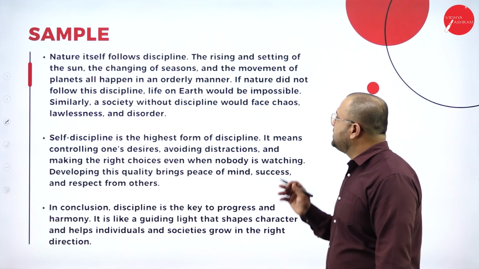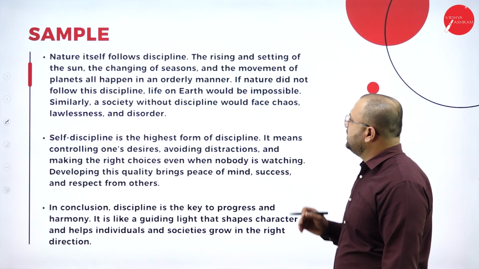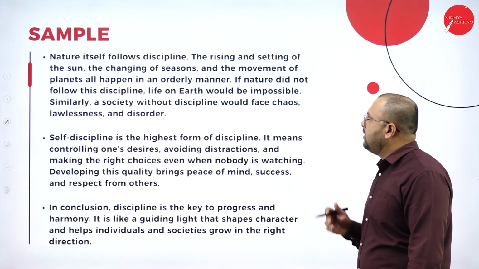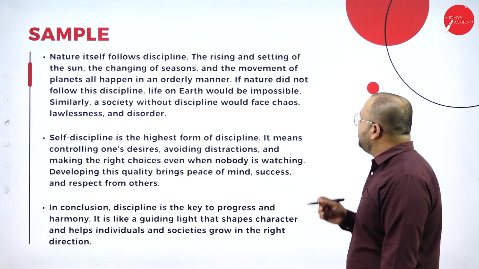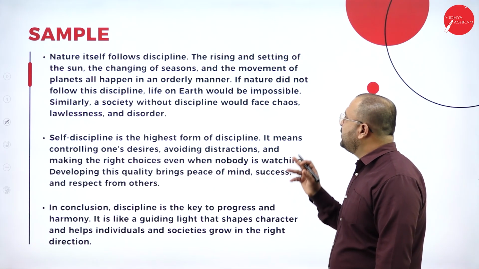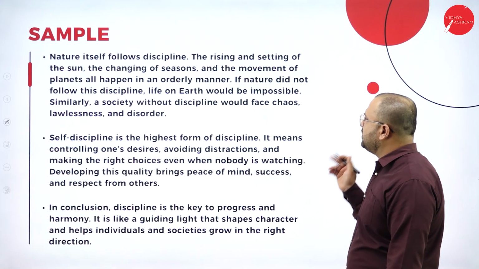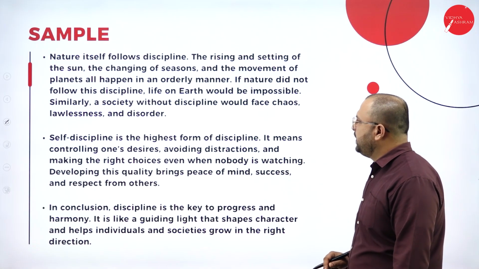Nature itself follows discipline. The rising and setting of the sun, the changing of seasons, and the movement of planets all happen in an orderly manner. If nature did not follow this discipline, life on earth would be impossible. Similarly, a society without discipline would face chaos, lawlessness, and disorder.